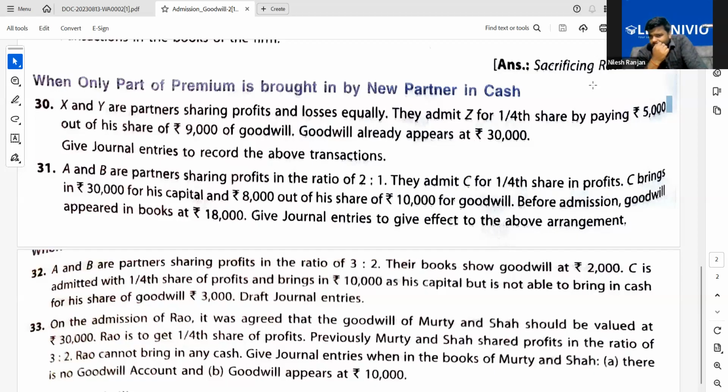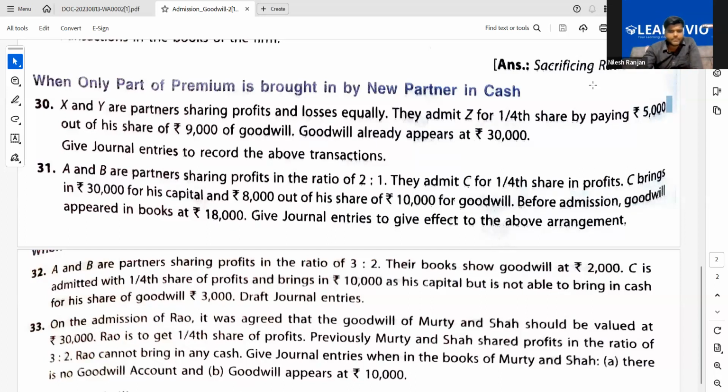What is the amount? A capital account is 1,200, B capital account 800, to goodwill account 2,000. Okay. After that, cash account debit to C capital account, amount 10,000.